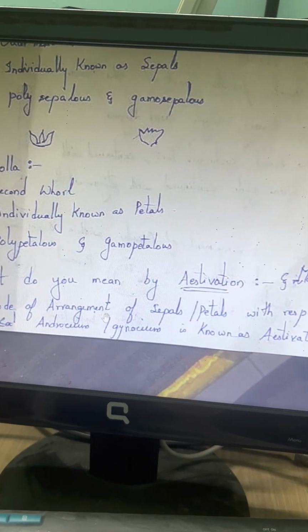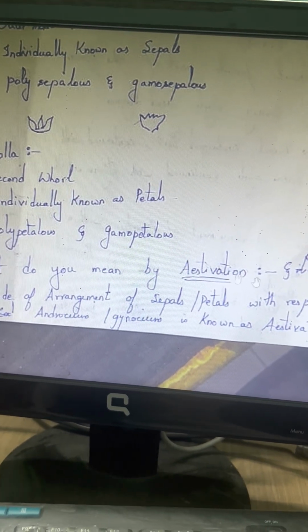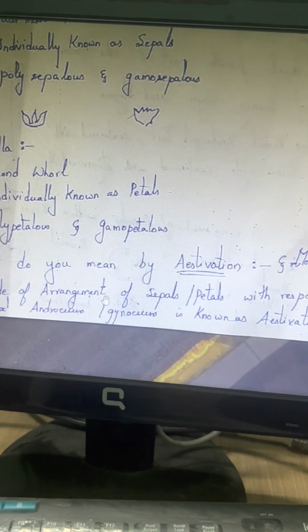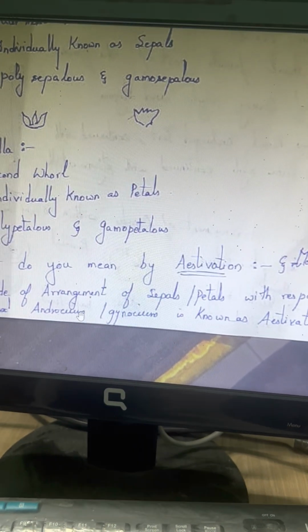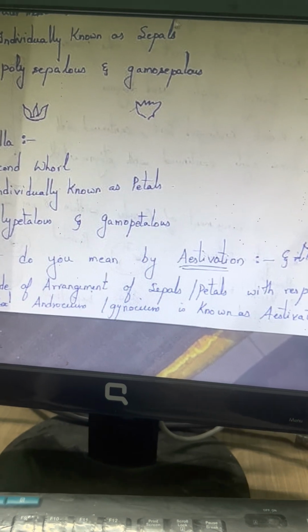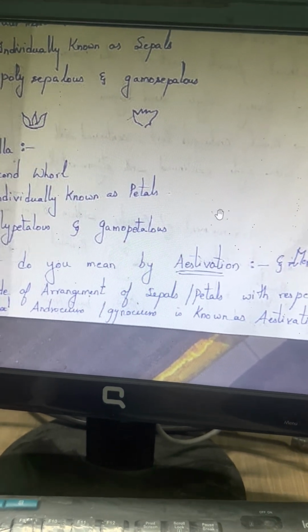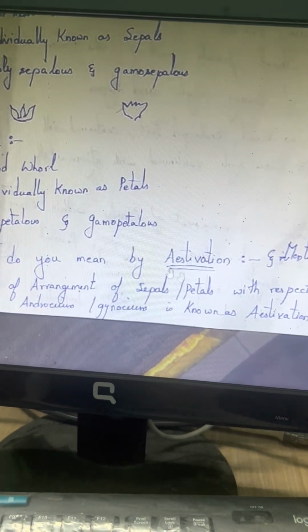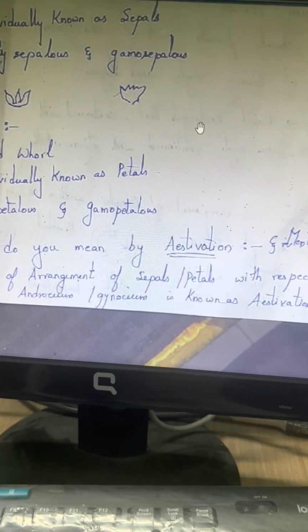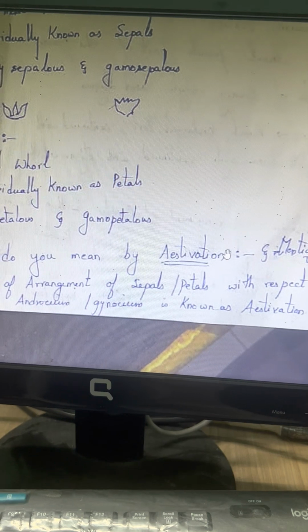The mode of arrangement of sepals or petals with respect to androecium and gynoecium is known as aestivation. We know that androecium and gynoecium are the center parts, right? Centrally arranged parts. So to that, the arrangement of sepals and petals, how they are arranged, is known as aestivation.